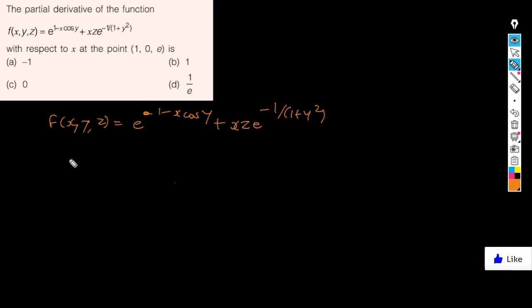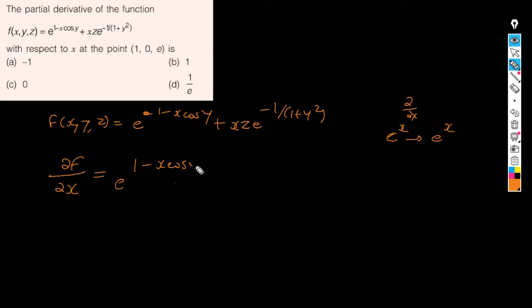So let us take the partial derivative of this function. Del f upon del x is equal to, we know the derivative of e to the power x is nothing but e to the power x. Del by del x is e to the power x. So here also e to the power 1 minus x cos y, and we also differentiate the exponent, which is nothing but minus cos y, plus the derivative of the second term with respect to x, which is z e to the power minus 1 upon 1 plus y square.